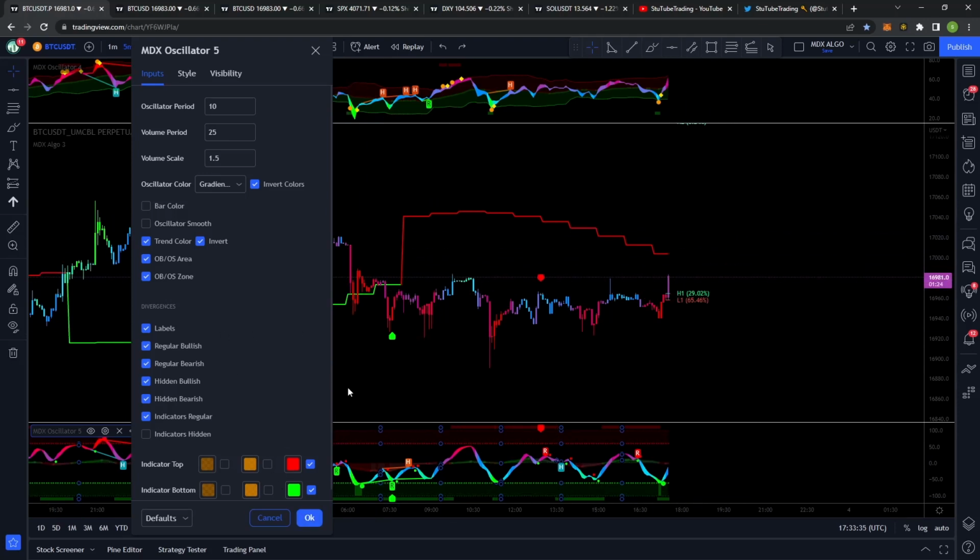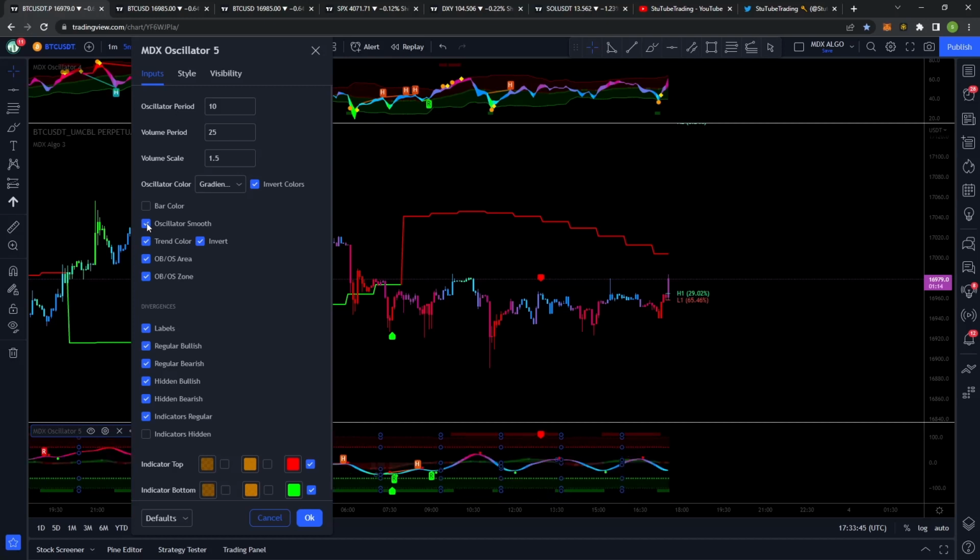Obviously just the 5-minute, but if you want to clean up how this looks a little bit, you can do the oscillator smooth. That'll just change how it looks a little bit. But again, that's just personal preference.